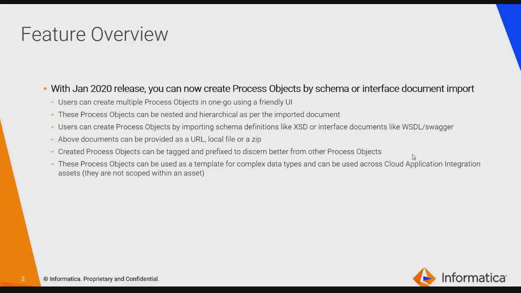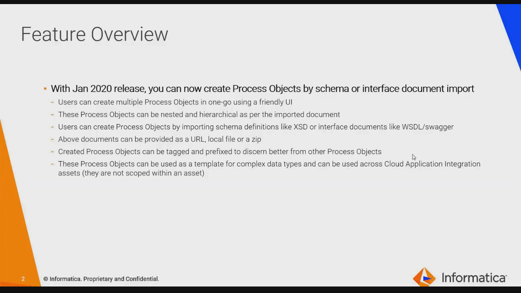have a definition for a complex type which we leverage. And similarly, in the interface documents, for example, a WSDL or a Swagger file, which define the metadata definition for a service, these have elements and objects that are also very similar to a process object as they define the complex data type. So what can users do? Users can create multiple process objects in a single shot using the UI. As we will see, this UI is very friendly. It is very intuitive, gives you a lot of information.